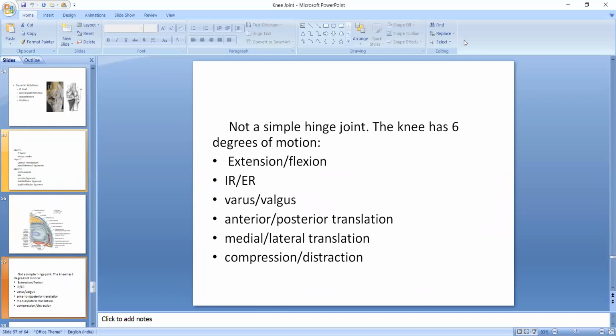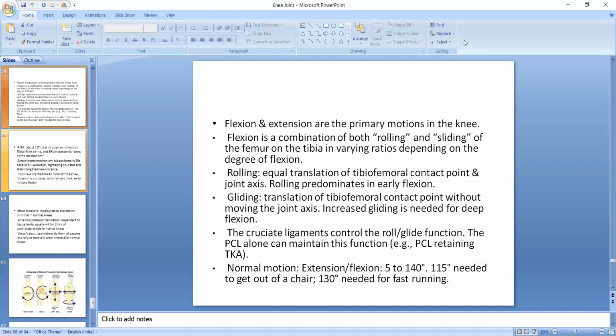Though a simple hinge joint, the knee has six degrees of motion. These motions are extension, flexion, internal and external rotation, varus and valgus, anterior and posterior translation, medial and lateral translation, and compression and distraction also. Flexion and extension are the primary motions in the knee.